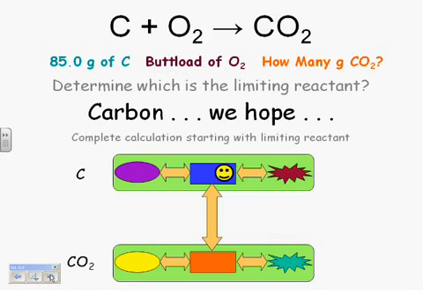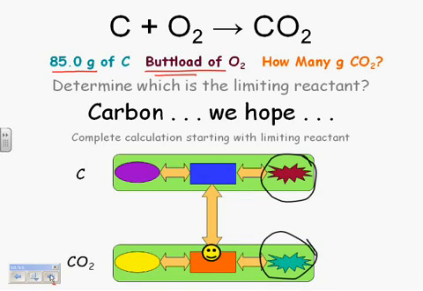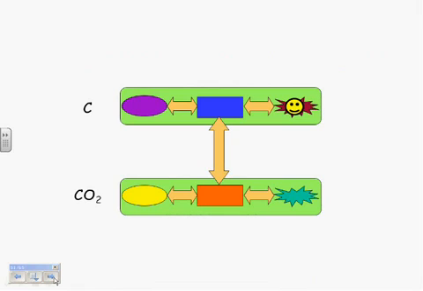So what we're going to do is go to moles of carbon, then across the mole ratio bridge into carbon dioxide, and then to a mass of carbon dioxide. So that's our plan of attack. It's a good idea to get a plan for your calculation before you begin. So follow along here. We are in 85 grams.